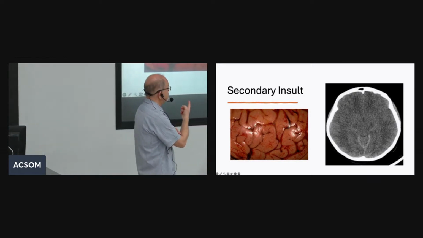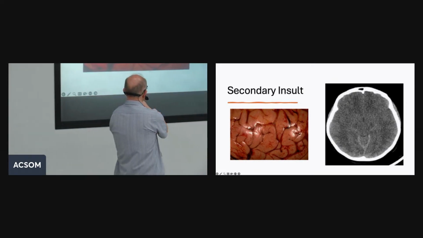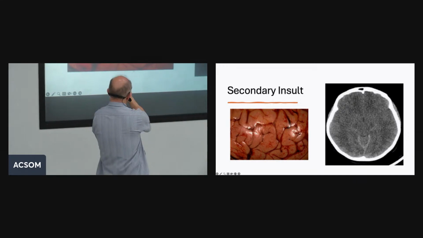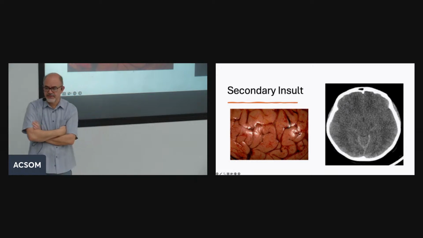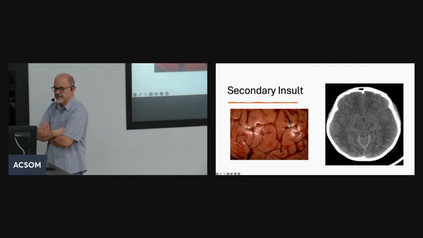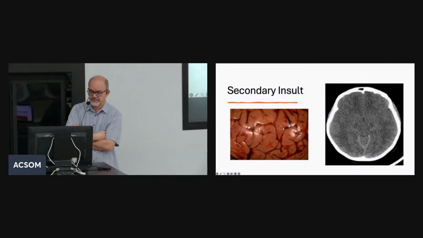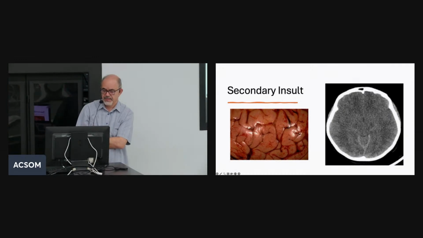This is the CAT scan similar to what I showed you yesterday. You see the brain is swollen and you have petechias everywhere. And on the CAT scan, you see all the gyruses and sulci are all gone, and you can see the swelling of the brain from a secondary insult. Any questions so far?